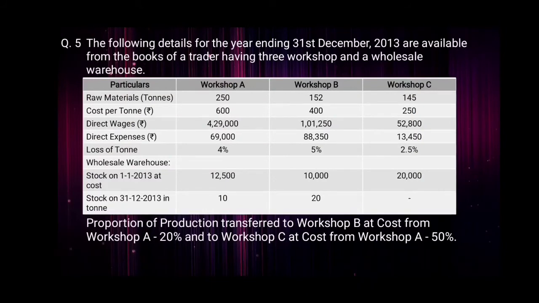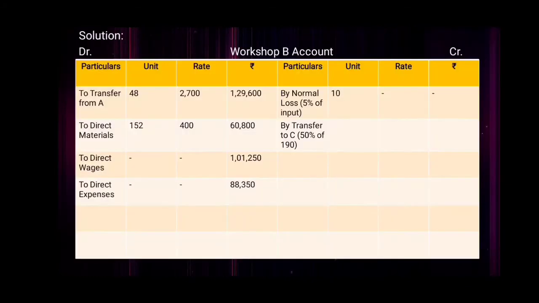Now, workshop C at cost from workshop A is given as 50%. That is the output quantity. So by transfer to C, 50% of 190, 190 being the balance of the unit, which will be 95 units. Rate amount we have to calculate.